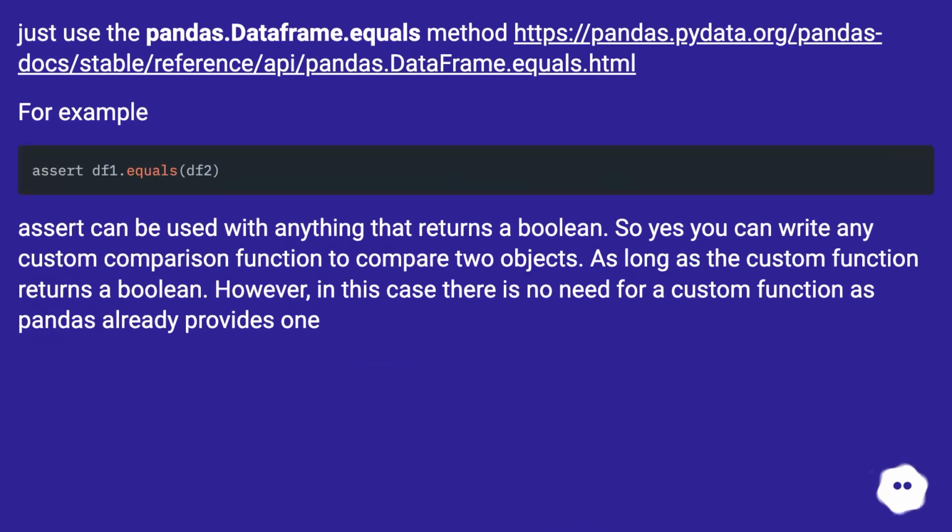Just use the pandas DataFrame.equals method. This URL, for example. Assert can be used with anything that returns a boolean. So yes, you can write any custom comparison function to compare two objects, as long as the custom function returns a boolean. However, in this case there is no need for a custom function as pandas already provides one.